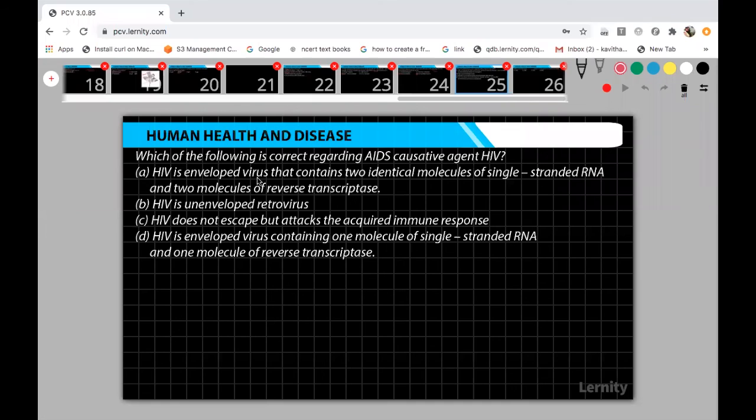HIV is an enveloped virus. Yes, correct. That contains 2 identical molecules of single stranded RNA, correct, and 2 molecules of reverse transcriptase. All are correct. HIV is unenveloped. No, the envelope will be present. HIV does not escape but attacks the acquired immune response. HIV escape. Okay. HIV is an enveloped virus containing 1 molecule of single stranded RNA is wrong. It is 2 molecules and 2 molecules of reverse transcriptase. So option A is the correct one.